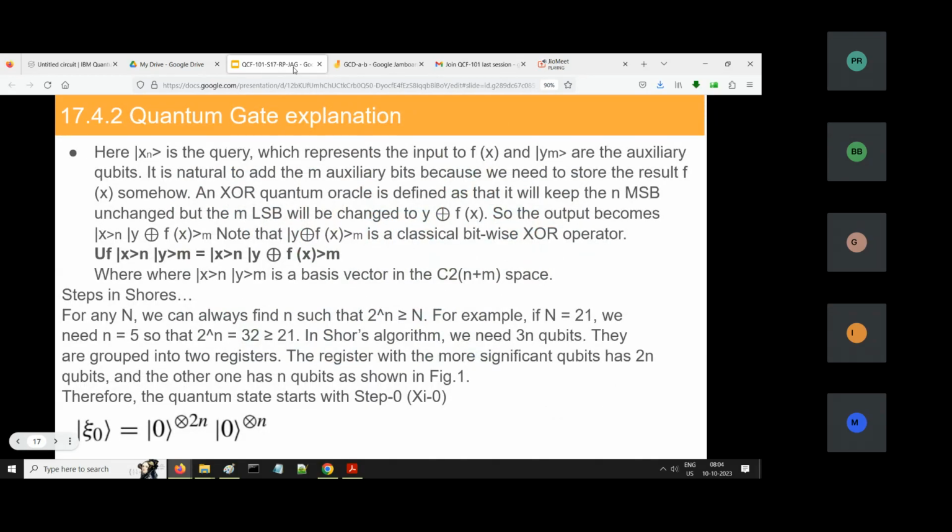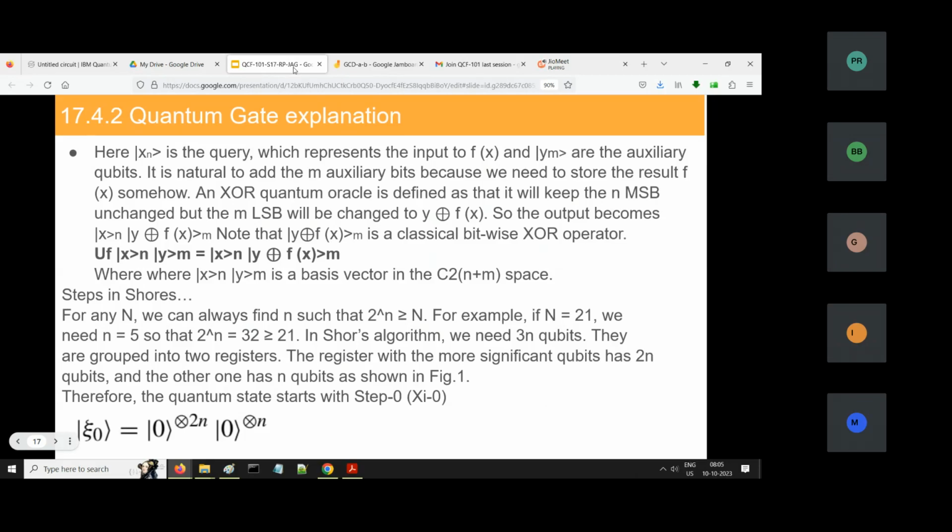I will come back. Now you are seeing our z0 notation. The z0 at the bottom shows the input of 0 n times, and then the tensor product with 0 n times. So when we start the circuit, the initialization psi 0, z0, happens to be 2n of ket zeros and n of ket zeros. One is representing m, the left is representing n, and the right is representing m of our m plus n circuit. So that is 2n plus n circuit qubits. So xn is the query which represents fx, and ym are the auxiliary qubits. So now we have put it as fx and ym. We need to add so many auxiliary bits because we need to store the result of fx somehow, right?